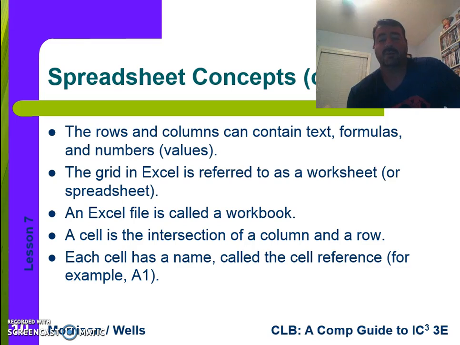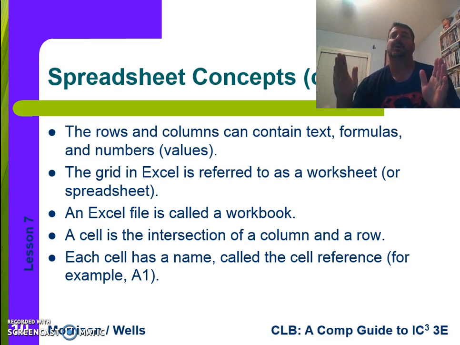The grid in Excel is referred to as a worksheet, meaning the page that you're looking at. So there's one page, and you've got a grid, like A1, B2, whatever. That is called a worksheet. Now, when you put multiple worksheets together, you get a workbook. A workbook can be multiple sheets, and we'll take a look at this in class. I'll show you some examples, but you can have multiple worksheets.